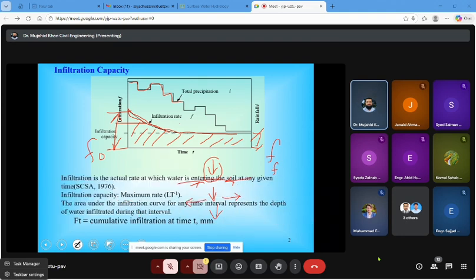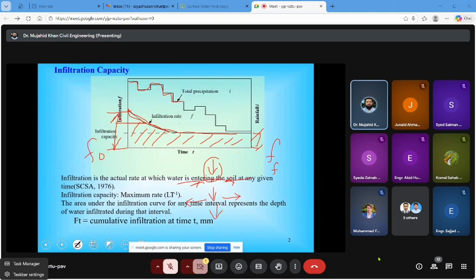Infiltration is the actual rate at which the water is entering the soil at any given time. This is the Soil Conservation Service definition. Infiltration capacity is the maximum rate of infiltration. The area under the curve for any time interval represents the depth of water infiltrated.